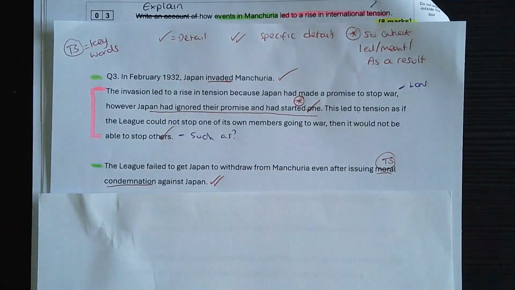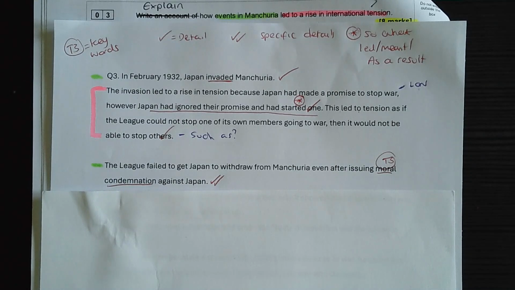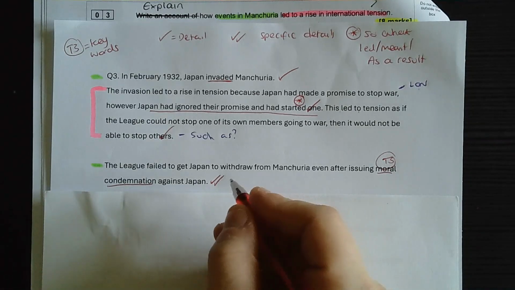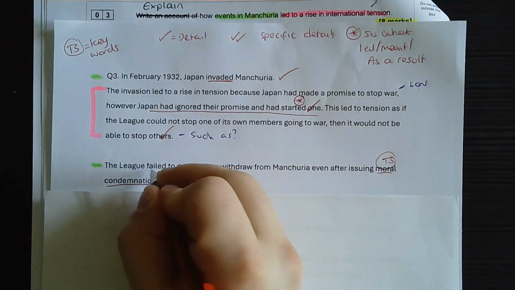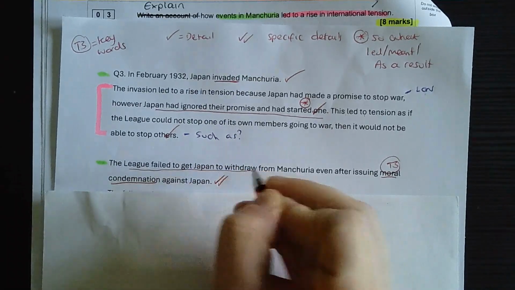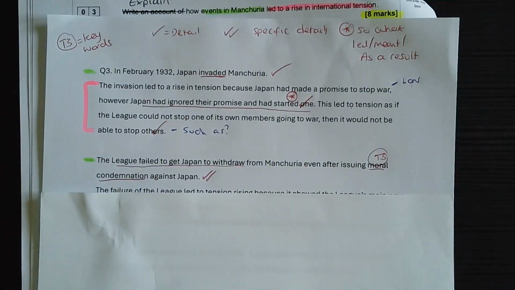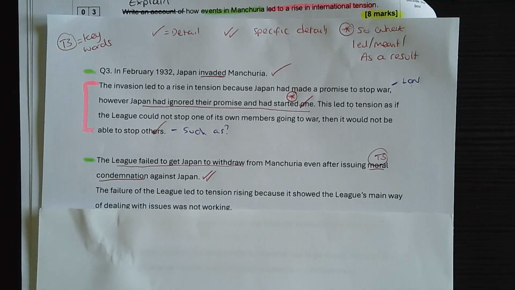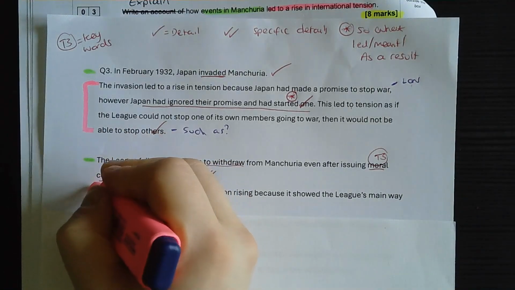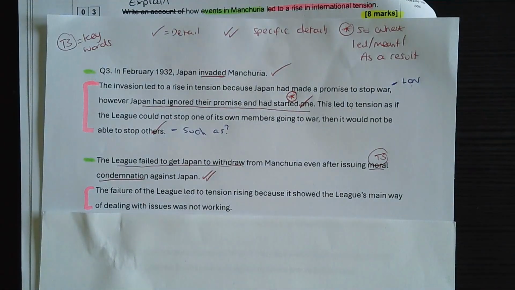So what I need to do now is explain how this led to a rise in international tension. And what I'd be underlining here is the fact that the League failed to get Japan to withdraw. So what if the League failed to get Japan to withdraw? Well, the failure of the League led to tension rising because it showed the League's main way of dealing with issues was not working. There's no particular detail there.